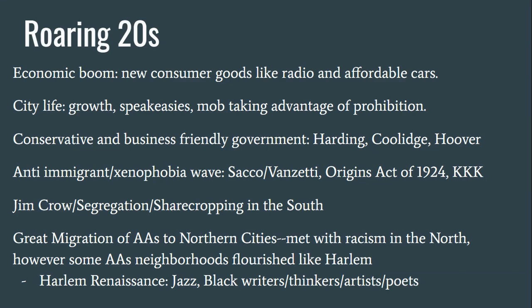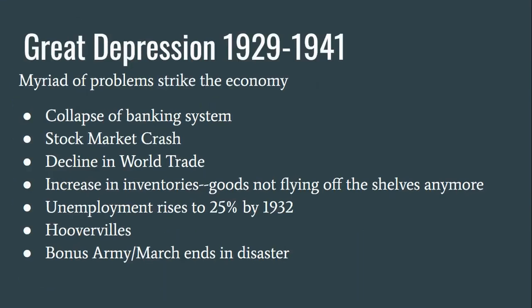In the South, the Jim Crow segregation era continued, with African Americans stuck in perpetual poverty because of the sharecropping cycle of debt. Some African Americans migrated to northern cities during and after World War I. They were met with racism in the North and relegated to specific neighborhoods. Some of those neighborhoods flourished. A great example is Harlem, where we saw the development of jazz and many great works from Black writers, thinkers, and artists. The Roaring Twenties came to a screeching halt with the Great Depression.